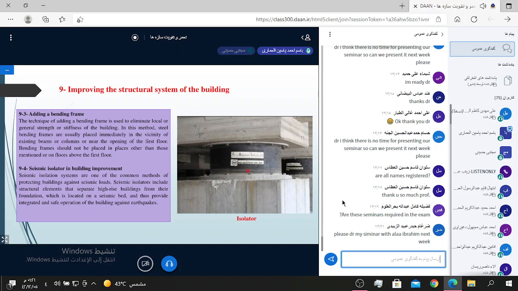This is like the picture. Isolation systems are one of the common methods of protecting buildings against seismic loss. Seismic isolators include structural elements that separate high-rise buildings from their foundation, located on the seismic bed and providing integrated and safe operation during an earthquake.